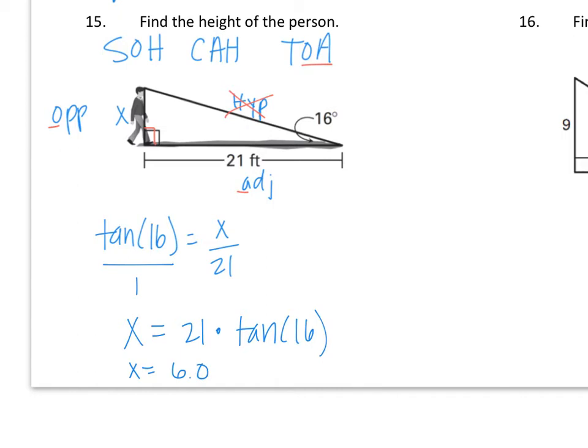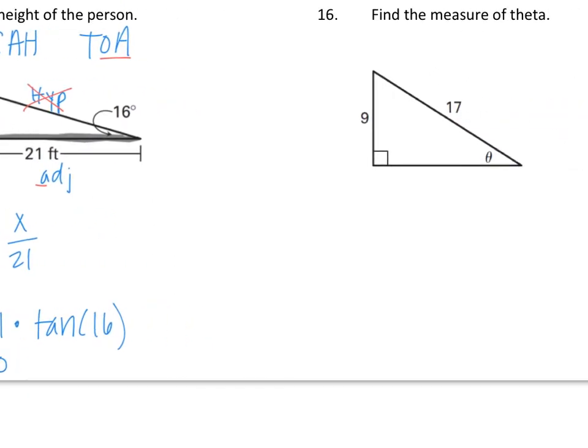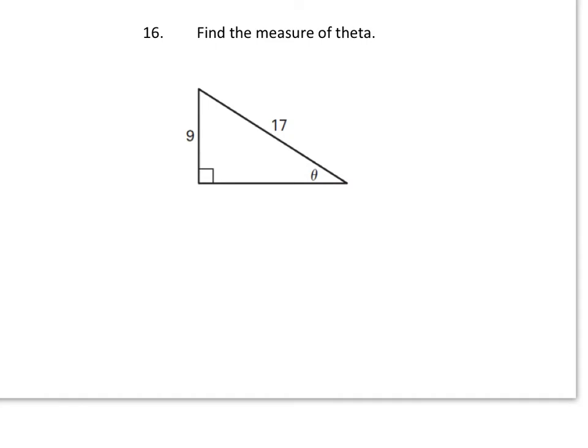The next one, I believe, is going to be quite similar. Find the measure of theta. That is asking you to find the angle. So once again, I'm going to label the sides. The longest one is the hypotenuse. The one across the triangle is the opposite. The bottom is the adjacent, but I'm not going to need it, so I'm not going to bother labeling it.